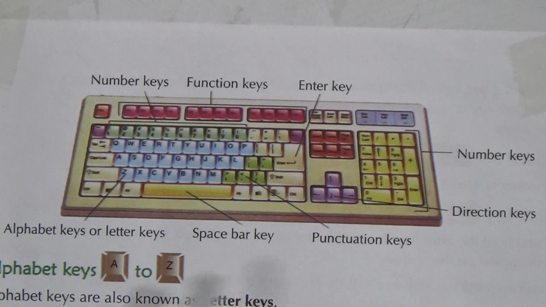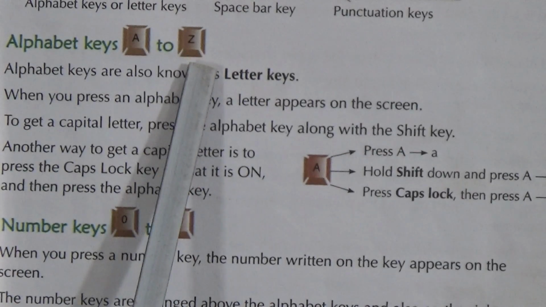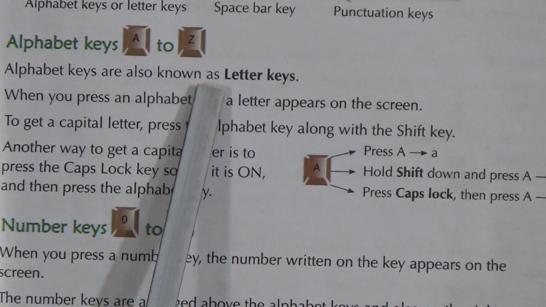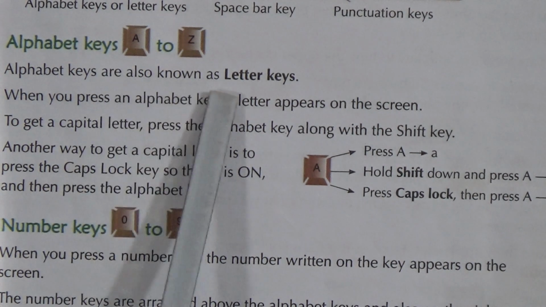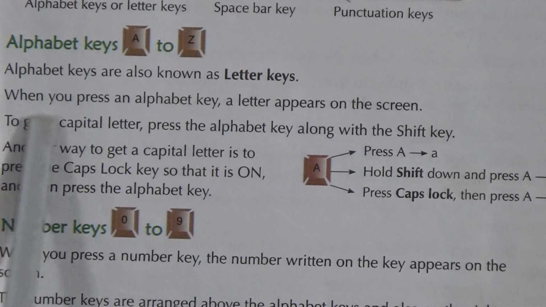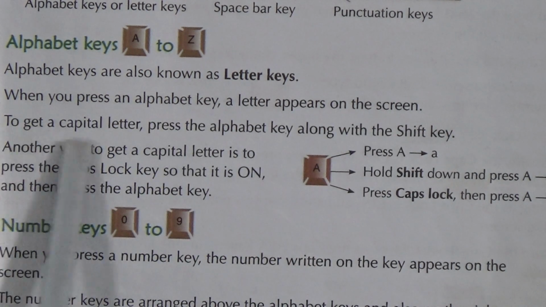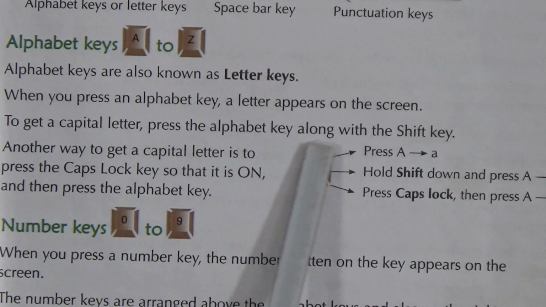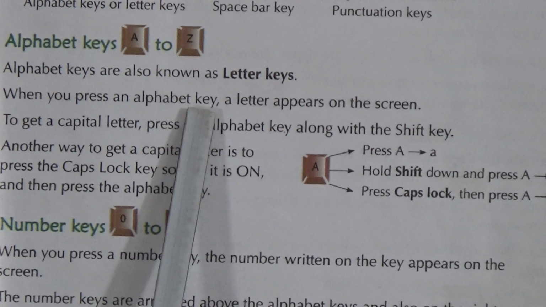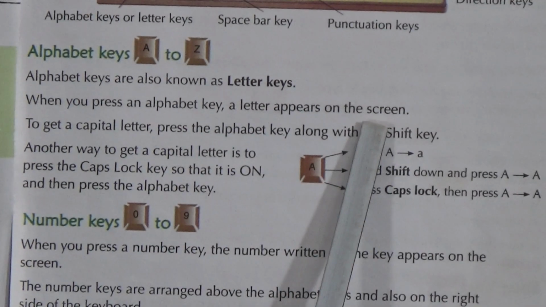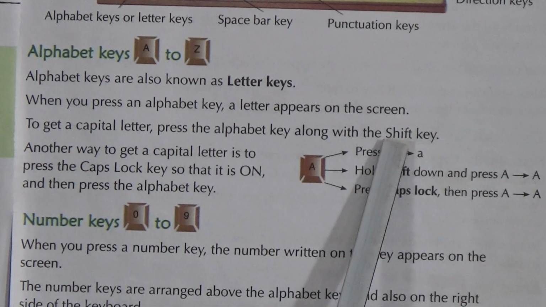Okay, now let's look at the keys in detail. Alphabet keys A to Z. Alphabet keys are also known as letter keys. As you can write the letters with these keys, they are also known as letter keys. When you press an alphabet key, a letter appears on the screen. To get a capital letter, press the alphabet key along with the shift key. So when you just press one key, the letter appears on the screen but is small. If you want to make it capital, you press it along with the shift key.